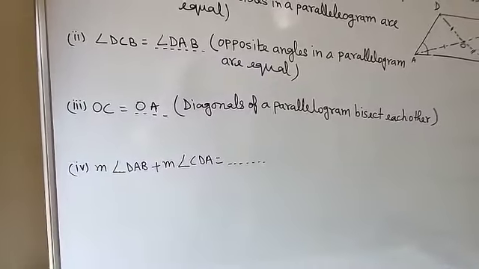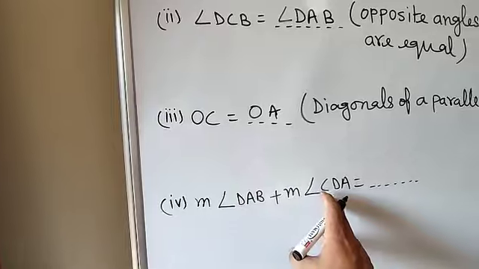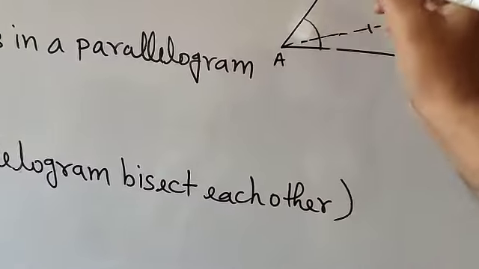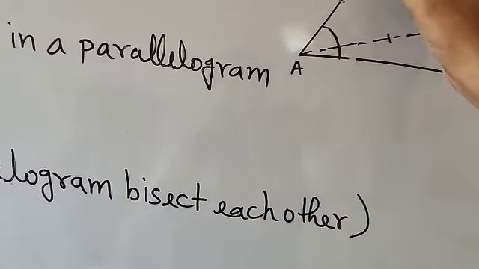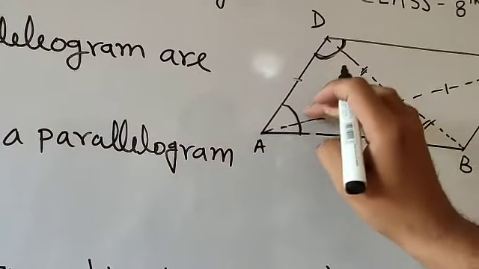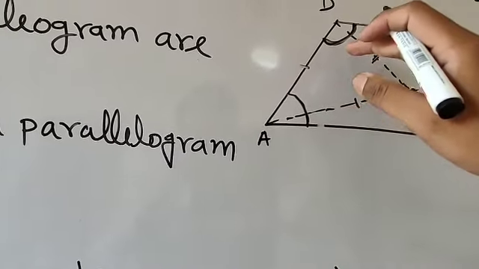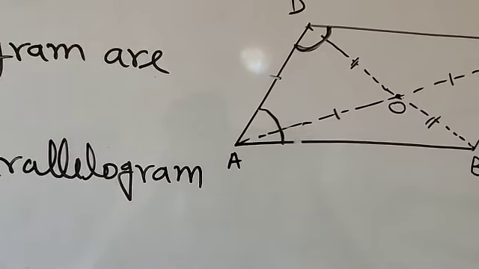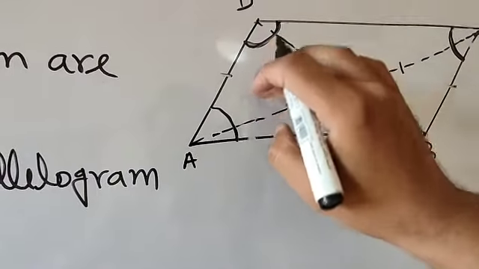Now next is given m, m means magnitude. So magnitude of angle DAB plus magnitude of angle CDA. So here angle DAB plus angle CDA, this angle. Here you can say it is co-interior angle. Here you can write adjacent angles. Here you can give the name of this angle. These two angles are adjacent angles.